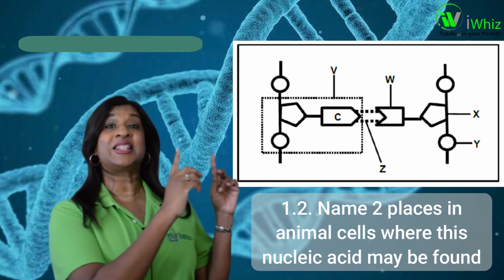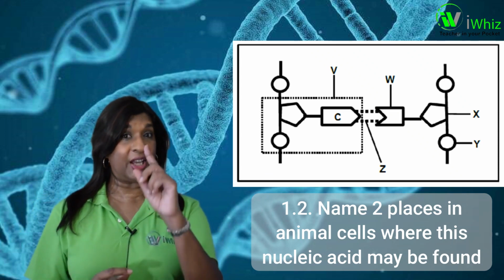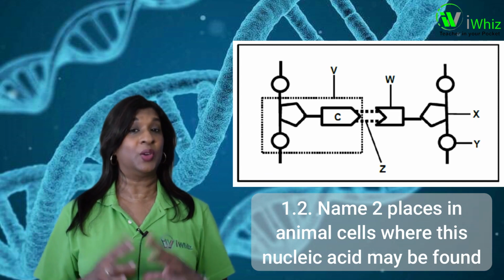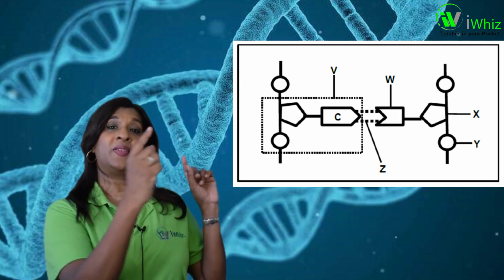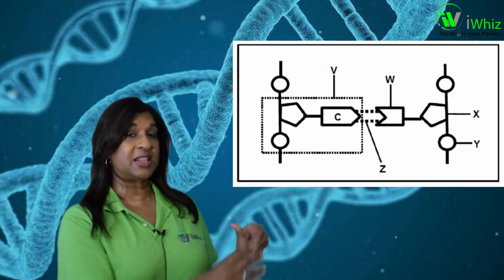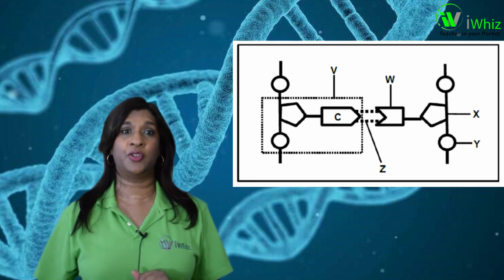Now remember, this says animal cell. If we said a plant cell, you could actually give an additional one. Which would that be? That would be a chloroplast, right? But in this particular case, animal cell, so your answers are nucleus and the mitochondrion.